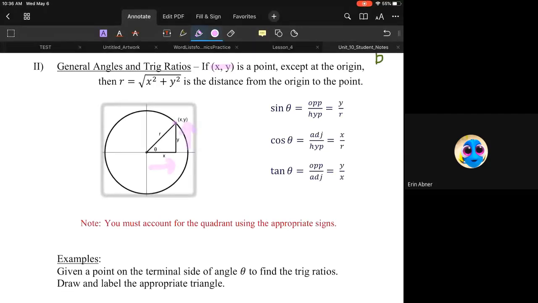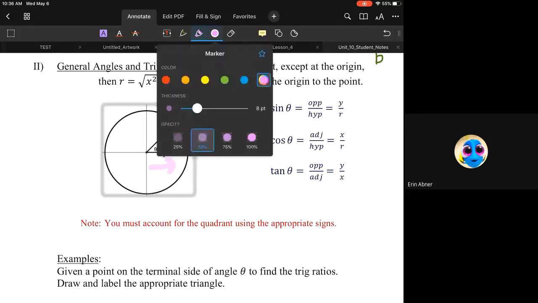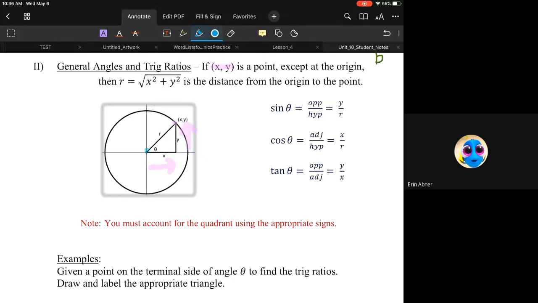Except from the origin, your hypotenuse plays something different this time. Your hypotenuse here can be found by using this equation, which is r is equal to the square root of x squared plus y squared, and it's just a form of the Pythagorean theorem. They just switch the a's and the b's out for x's and y's because we're dealing on a coordinate plane. That's just going to be the distance from the origin to that point on the circle there.